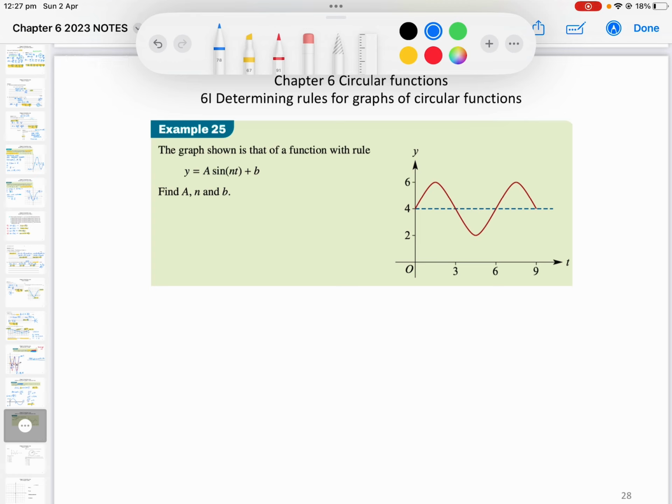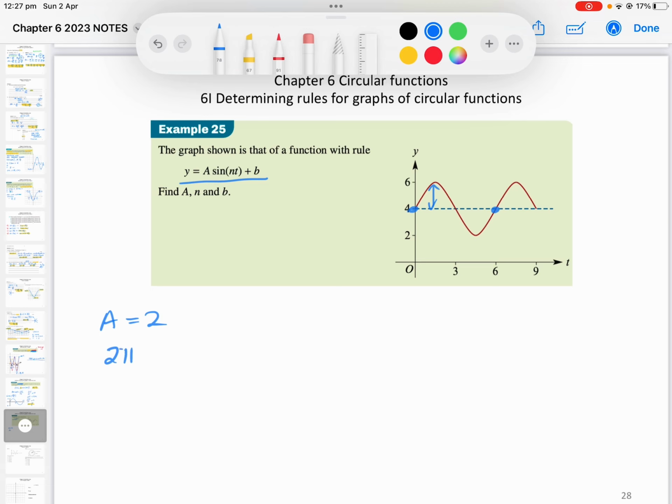This is a sine nt plus b. So what have we got? What's my amplitude? It's this one here. So the amplitude is 2. The period from start to when it gets back to the start is 6.